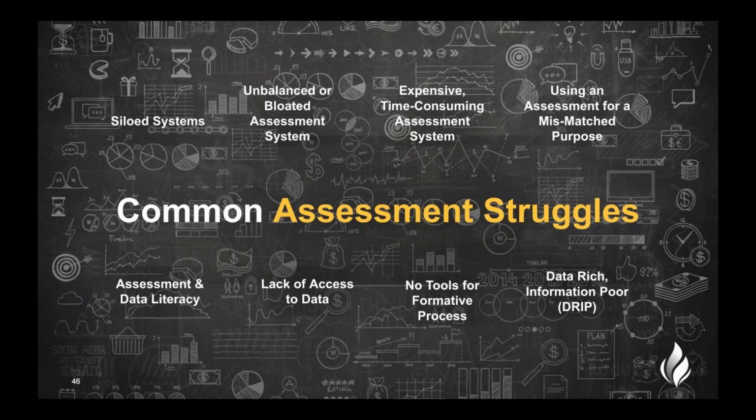And then using an assessment for a mismatched purpose. I see this a lot, particularly with interim versus universal screening assessment. Districts will try to cut it down to just one of those assessments because they're periodic. They think, well, let's get rid of one of those fall assessments. Why are we giving 2? And so then using one assessment for a different purpose just doesn't work very well. It's like putting the wrong fuel in your car.